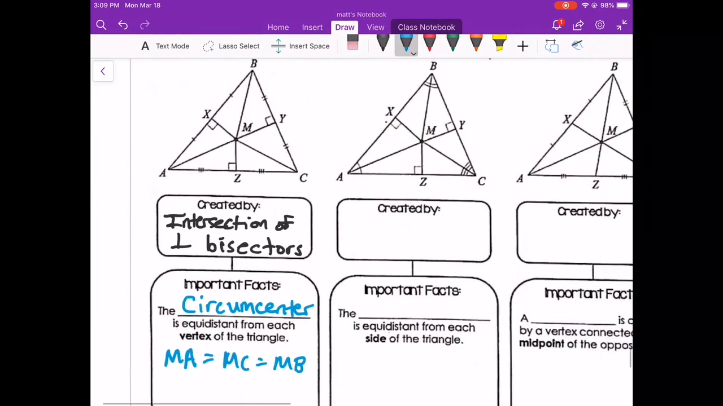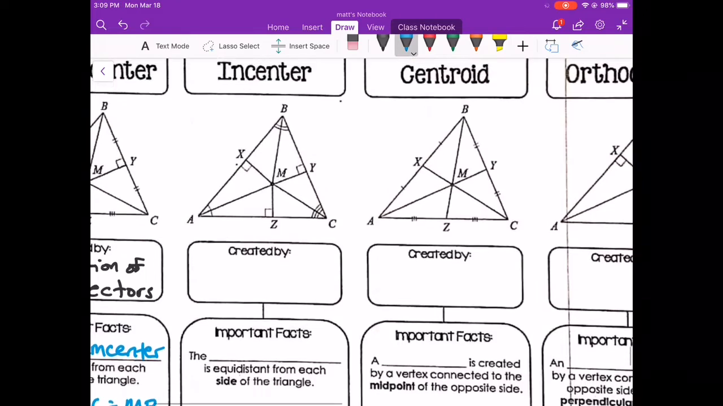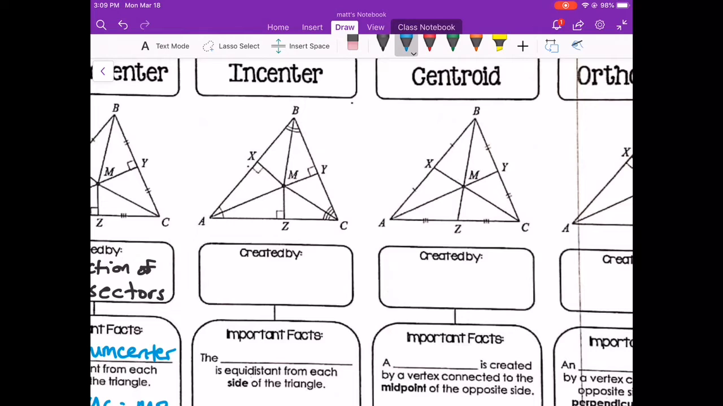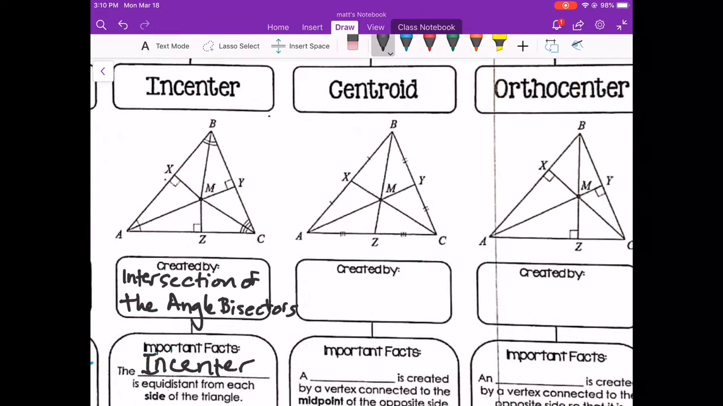Okay? Next is the incenter, and the incenter is created by the intersection of the angle bisectors. So the incenter is the intersection of the angle bisectors. So that's the line segment that cuts an angle into two congruent pieces. So you can see here that BM bisects angle B, AM bisects angle A, and CM bisects angle C. And what's important is that the incenter is equidistant from the sides of the triangle.